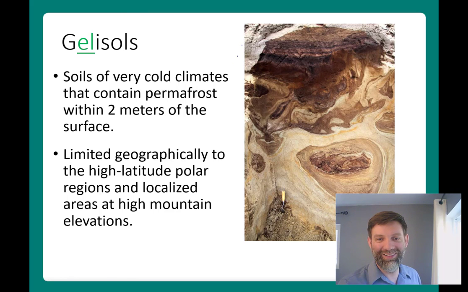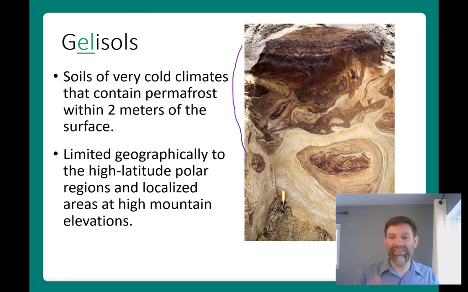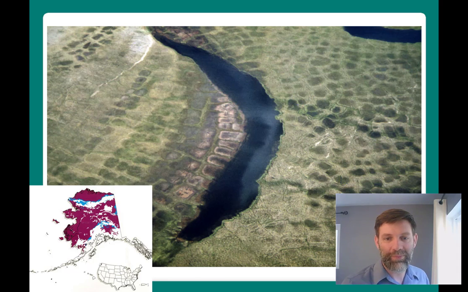All of these cool, crazy, mixed-up patterns, that's from freezing and thawing. We've got permafrost lower down, but up in the zone that freezes and thaws, ice, when it freezes, expands in volume a little, and it pushes things around, and it causes mixing. And so that mixing has created these really crazy patterns in this soil.